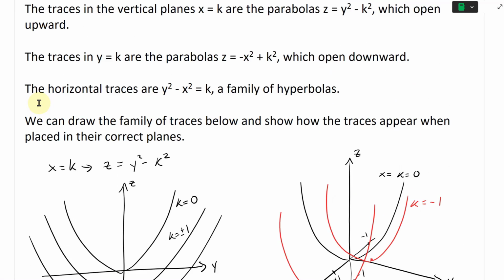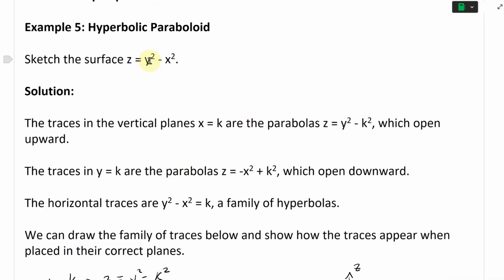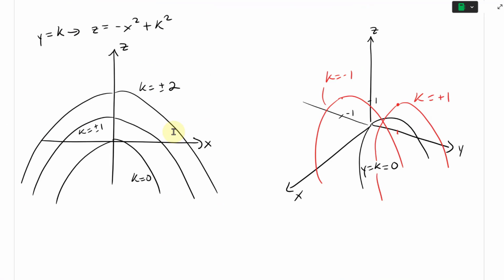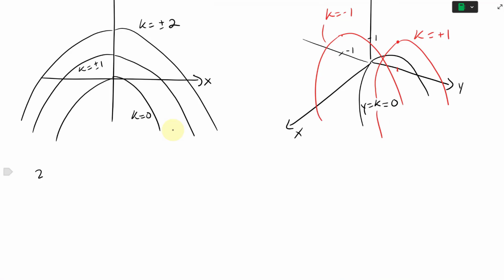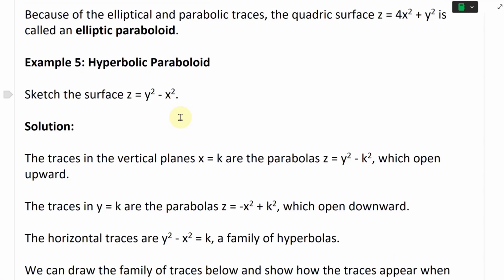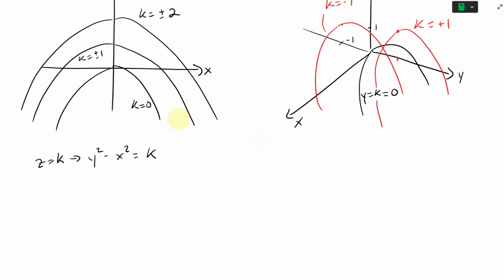Alright, so now the next one is the horizontal traces. That's going to be at z equals k. We're going to have y squared minus x squared equals k. So we're going to have z equals k, and now we're going to have our basic 2D graph. Let's see what it was again. So this is going to be y squared minus x squared equals k, like that.